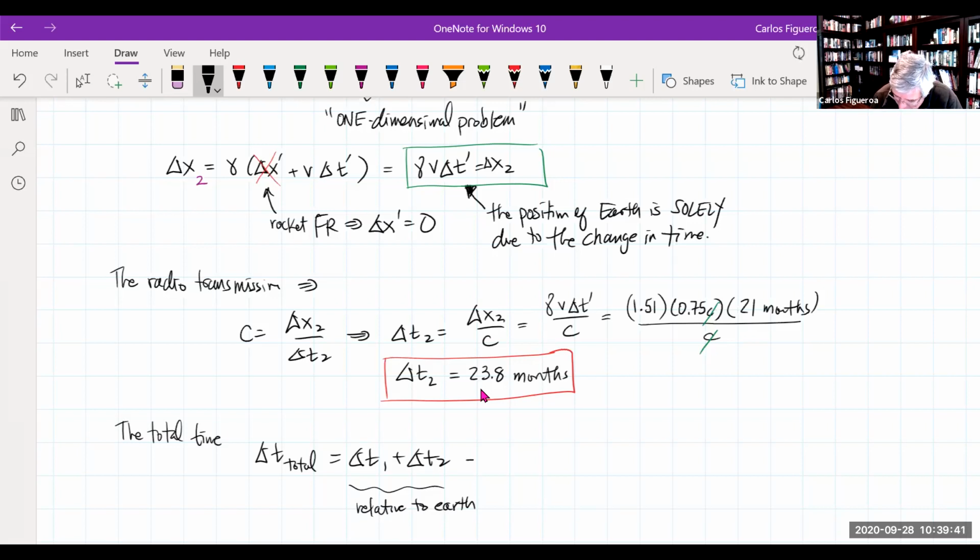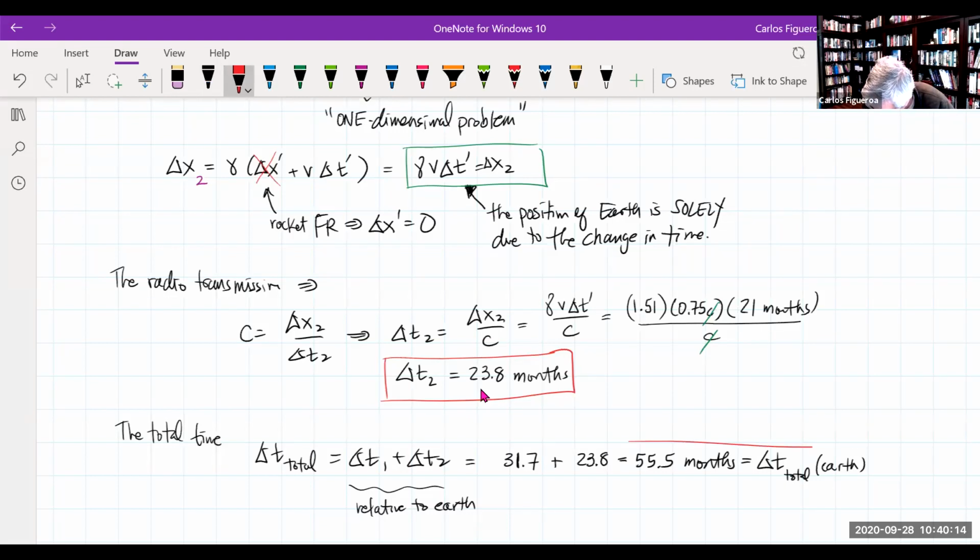So if I put these numbers together here, the first one is going to be what? 31.7 plus the second one, which is 23.8. So the total is then going to be 55.5 months. And that will be the total time that occurs on Earth here. So therefore, that's the final answer for the time.